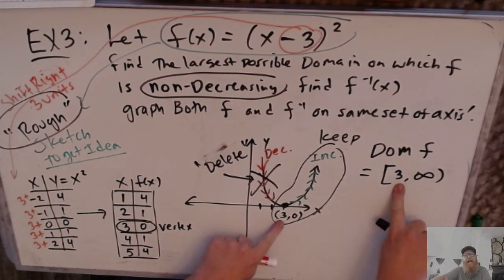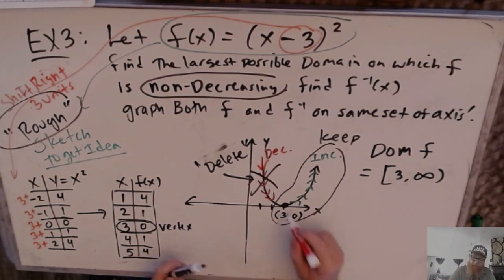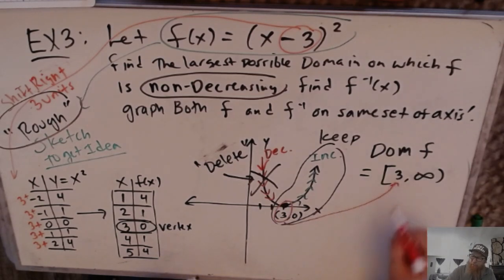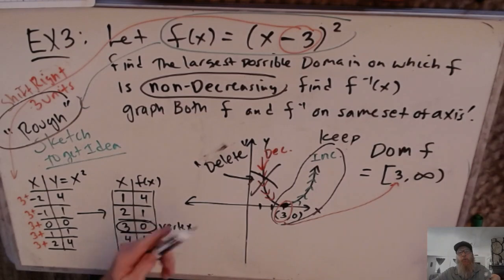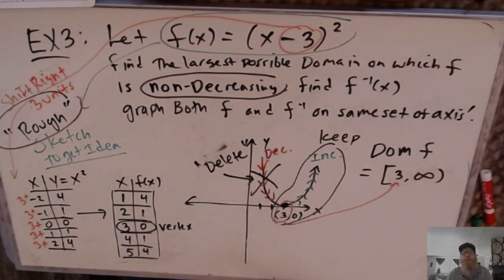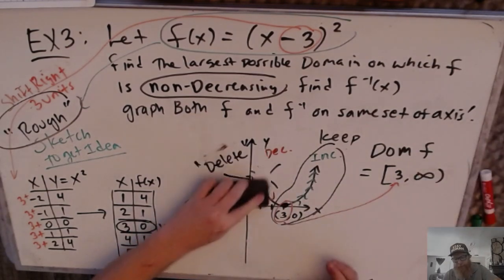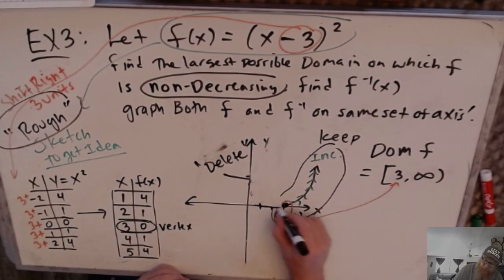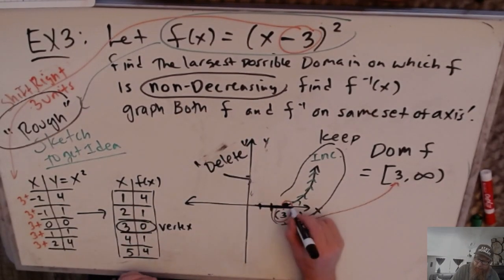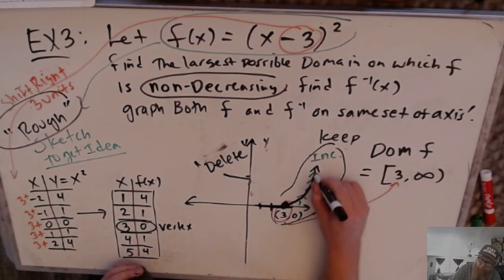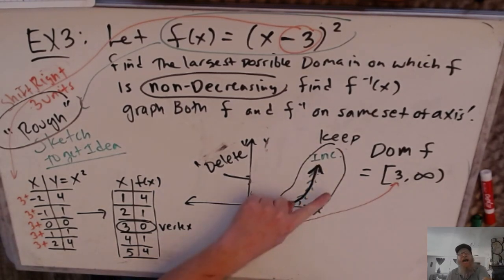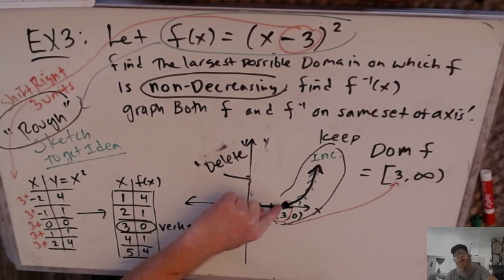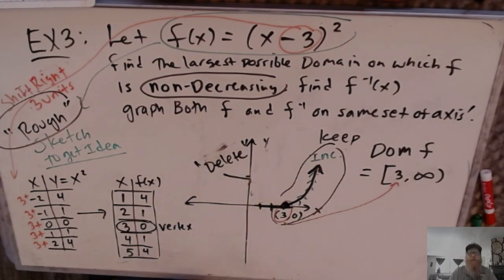Remember, I want the x-coordinate of the vertex. I don't care about the y-coordinate. The y-coordinate is the range. I want the domain here. So this is now what your graph looks like. It's just half of a parabola starting at 3. X equals 3 and y equals 0. All right.